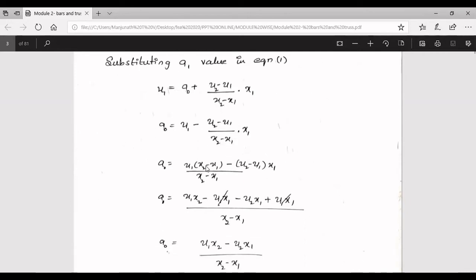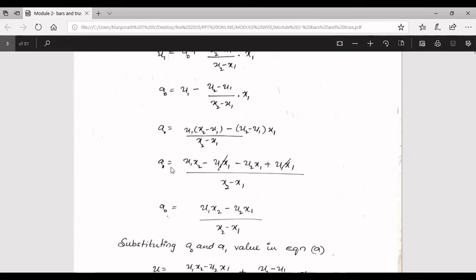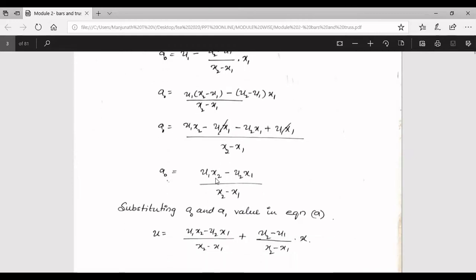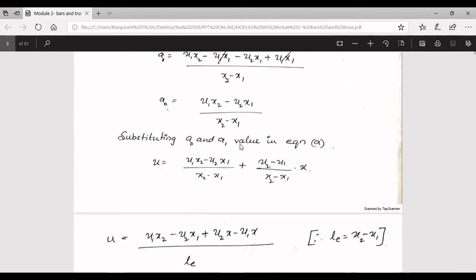Now simplifying, we get a0 equal to u1 x2 minus u1 x1 minus x1 u2 plus u1 x1. Now plus and minus u1 x1 get cancelled, and we remain with a0 equal to (u1 x2 minus u2 x1) divided by (x2 minus x1). Now setting the a0 and a1 values in equation number a, we get u equal to (u1 x2 minus u2 x1) divided by (x2 minus x1) plus (u2 minus u1) divided by (x2 minus x1) into x.